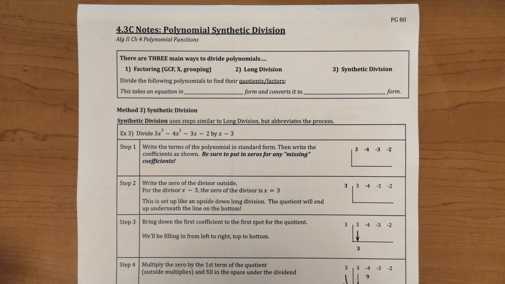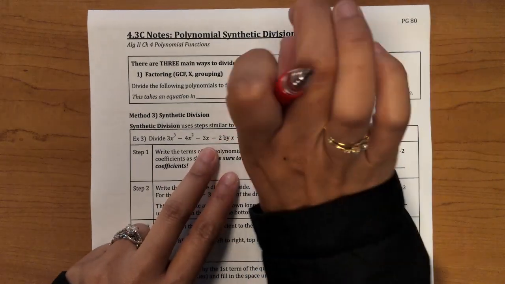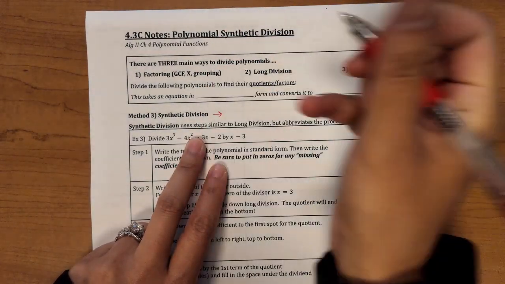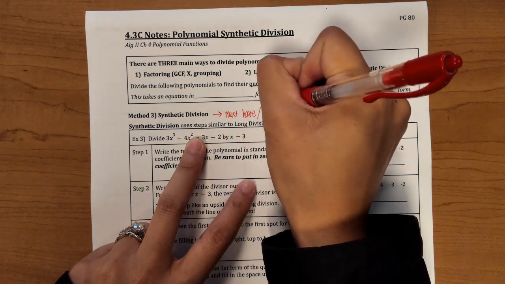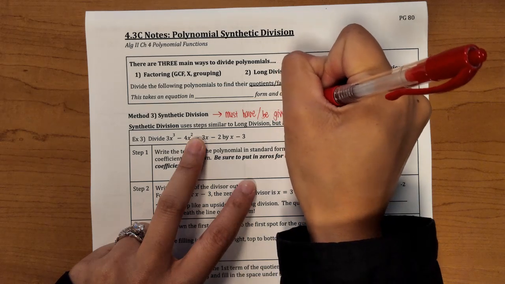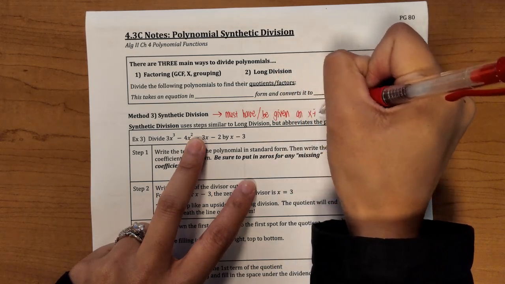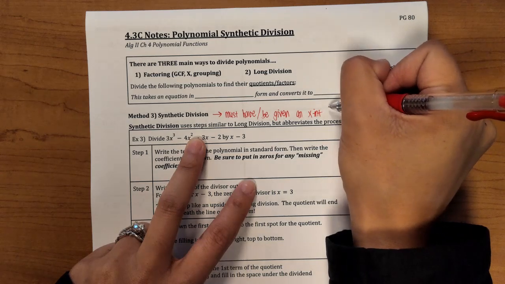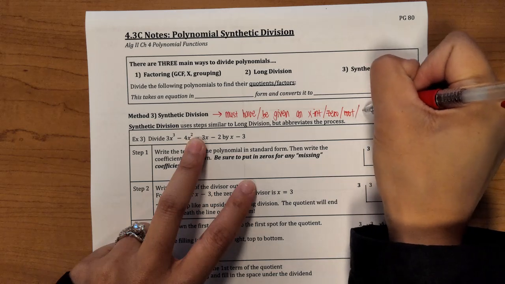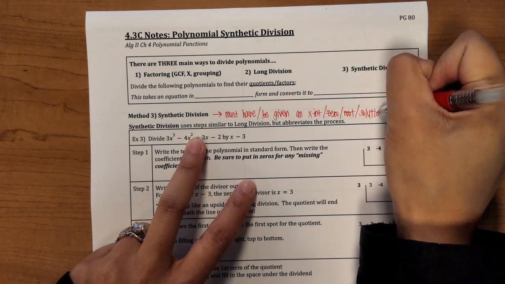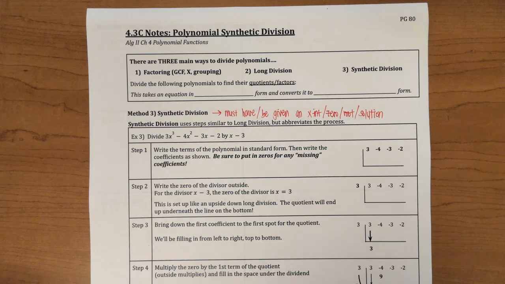Now, the thing you need to know about synthetic division is that it only works when you can find an x-intercept. So you must have or be given an x-intercept. Another word for x-intercept is a zero, or a root, or a solution. Okay? And so let's take a look.